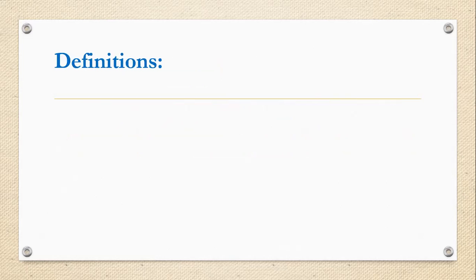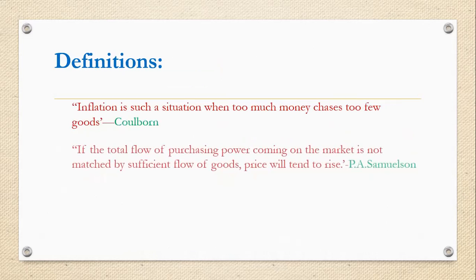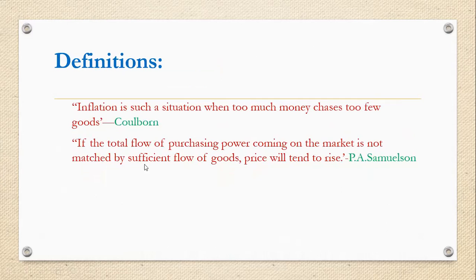so let us see, different economists define inflation in different ways. Economist Coulborn says inflation is such a situation when too much money chases too few goods. Okay, you have to remember this definition always, because sometimes it comes in the MCQ: who says inflation is such a situation when too much money chases too few goods. What does it mean? Too much money chases too few goods. That means for a fewer amount of goods, you need to spend more money.